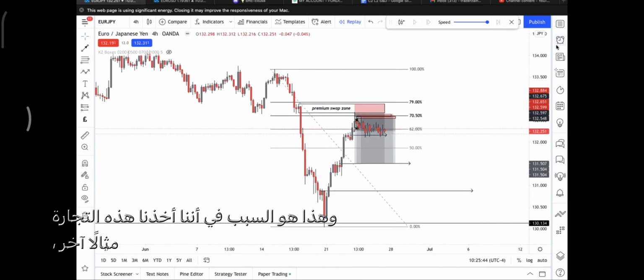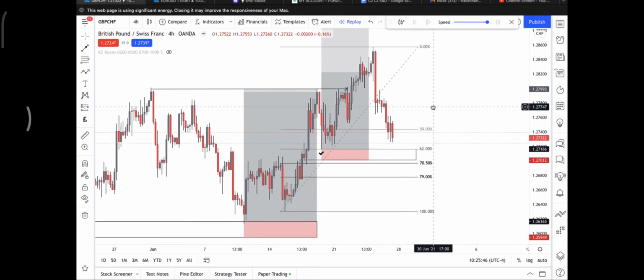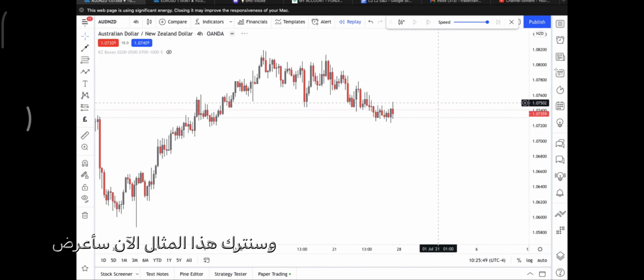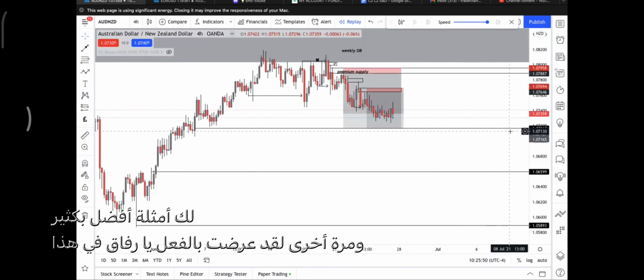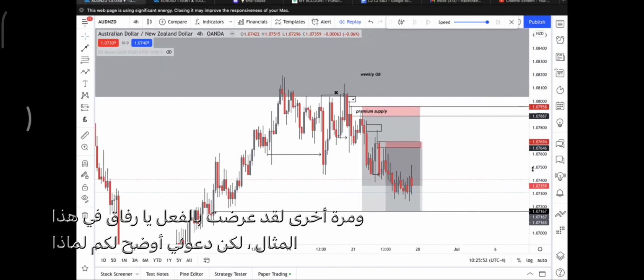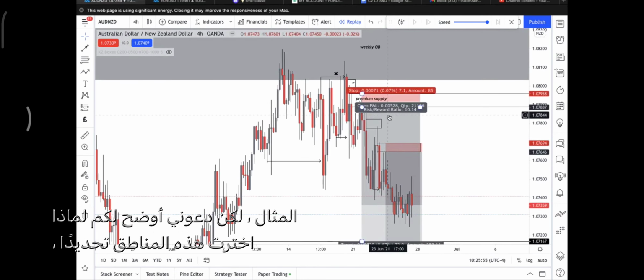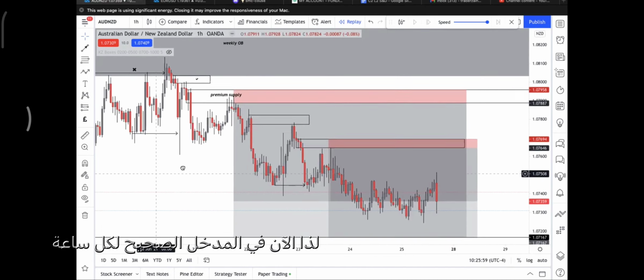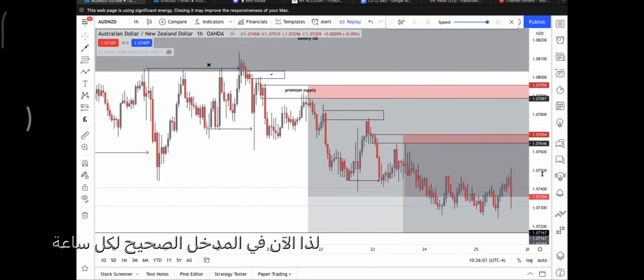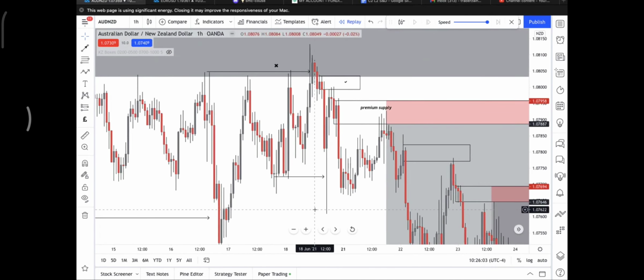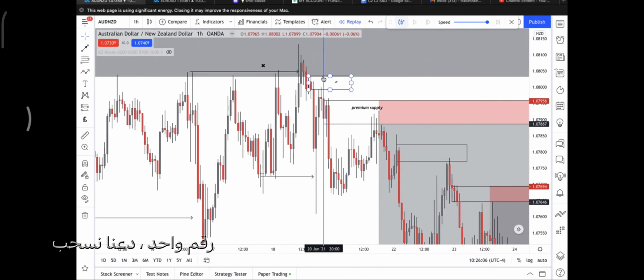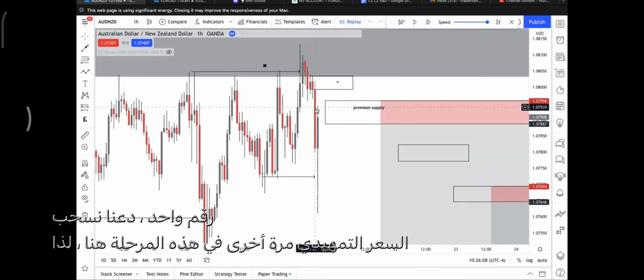Another example, or leave this one out. I'll show you a lot better examples. Again, I already showed you guys this example, but let me show you why I specifically chose these zones. So now we're on the hourly, right? Entry number 1. Let's pull price back at this point here.